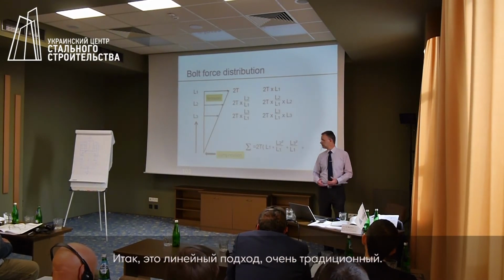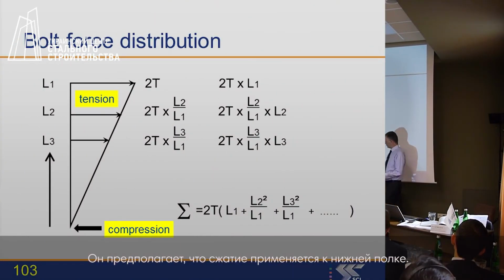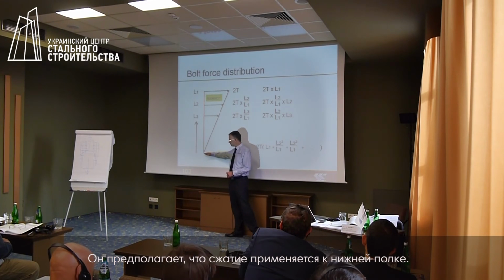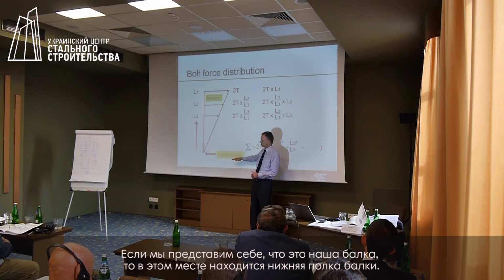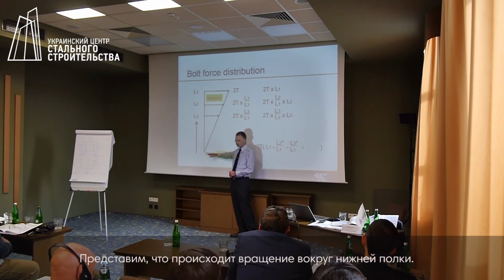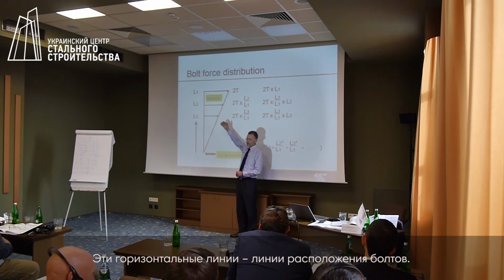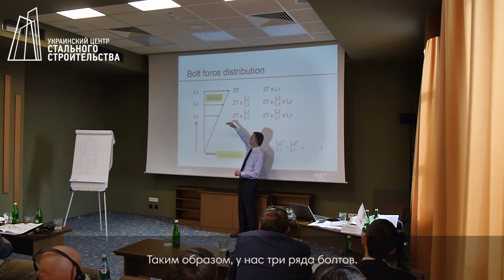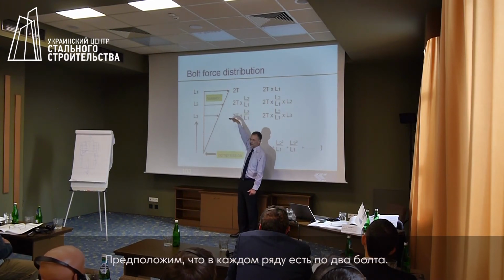So this is a linear approach. This would be a very traditional approach. It's assumed that the compression is applied at the bottom flange. So if you imagine on the right-hand side of this screen there is a beam, the bottom flange is at this level, the assumption is that it rotates about the bottom flange. These horizontal lines are lines of bolts, so in this connection there are 3 rows of bolts. Each row perhaps has 2 bolts.